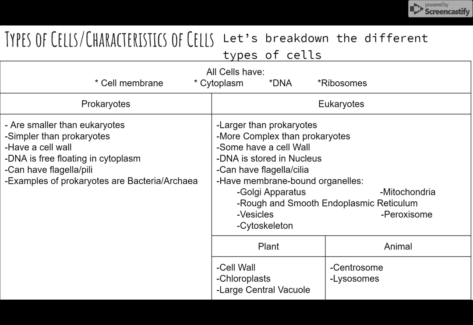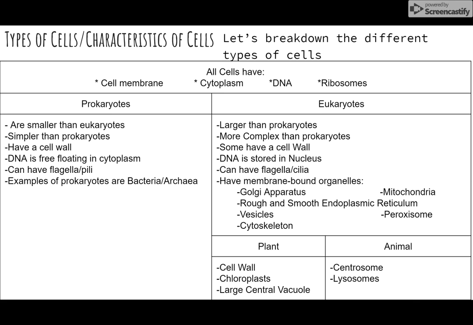There are some features that are unique to different types of cells. And we can distinguish between the different types of cells based on those features. We have two basic categories that cells fall into: prokaryotes and eukaryotes. Prokaryotes are generally small, relatively simple cells without membrane-bound organelles. They don't even have a nucleus. Their DNA is just hanging out in the middle of their cytoplasm. Examples of prokaryotes include bacteria and archaea.